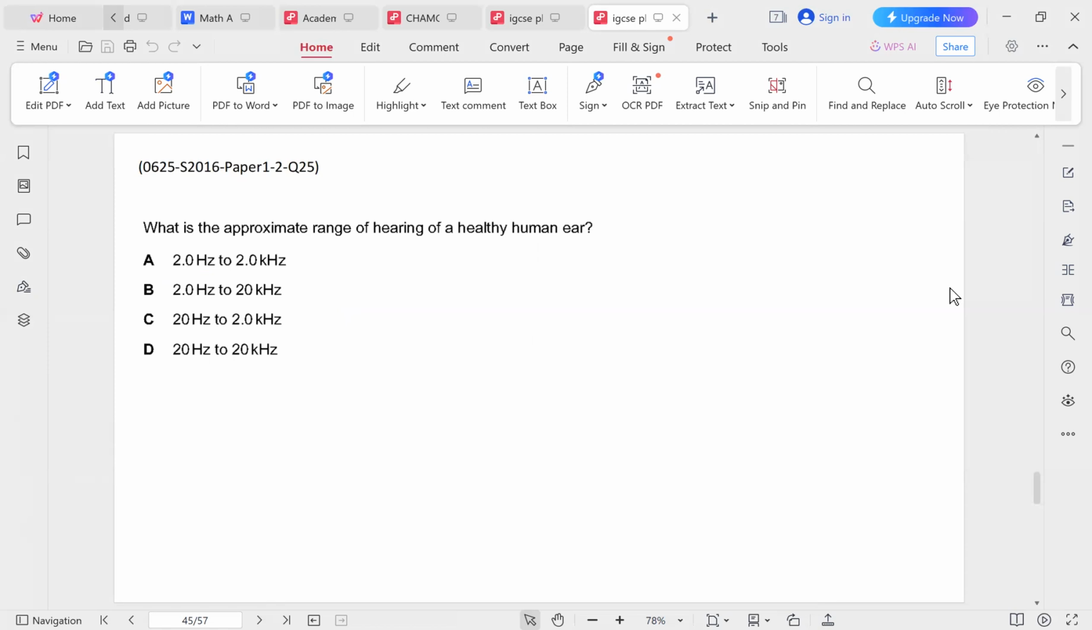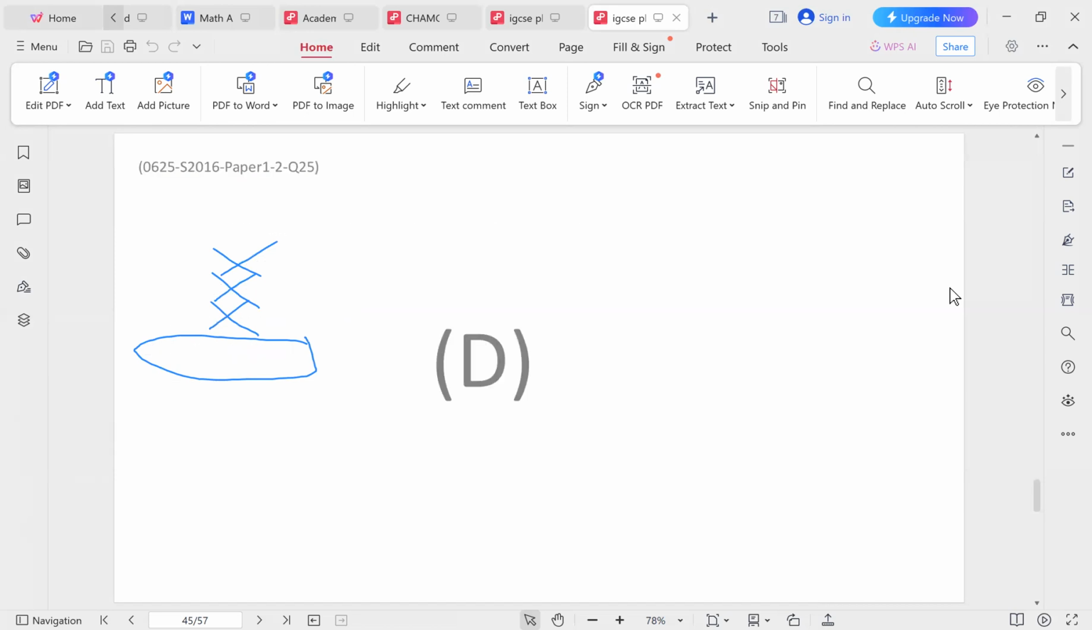What is the approximate range of hearing for a healthy human ear? That's 20 to 20,000. So not 2 to 2,000, not 2 to 20,000, not 20 to 2,000, but 20 to 20,000. And you need to memorize these two numbers. So D is the correct answer here.